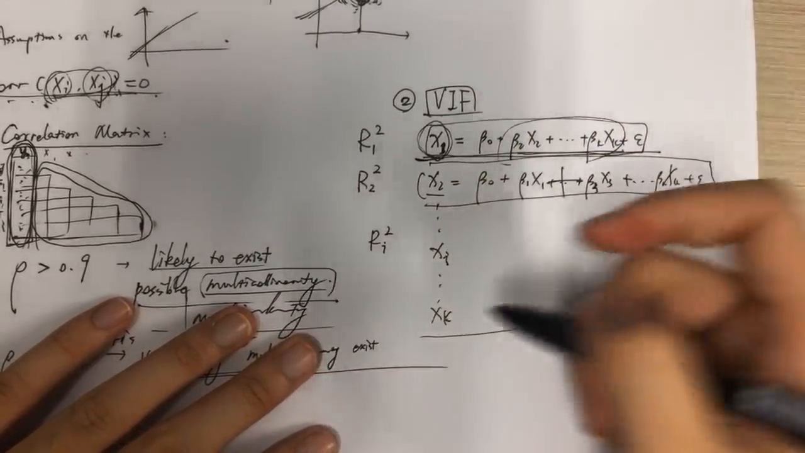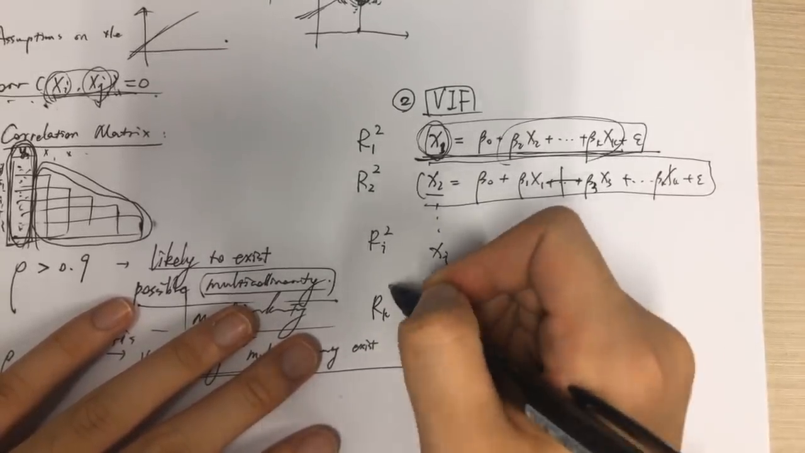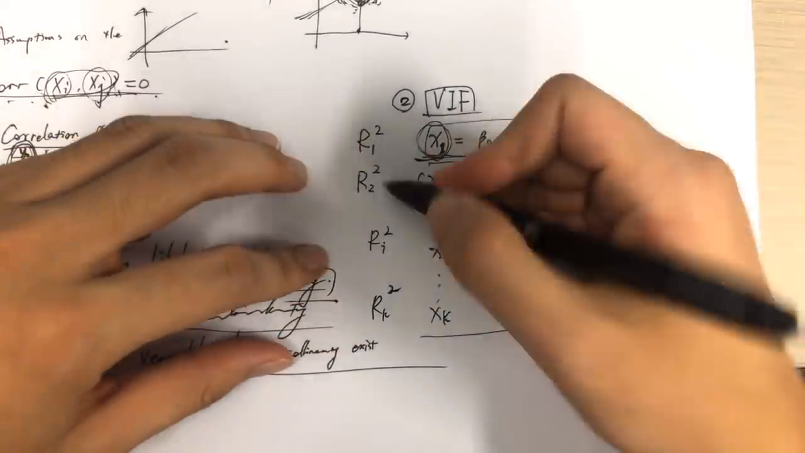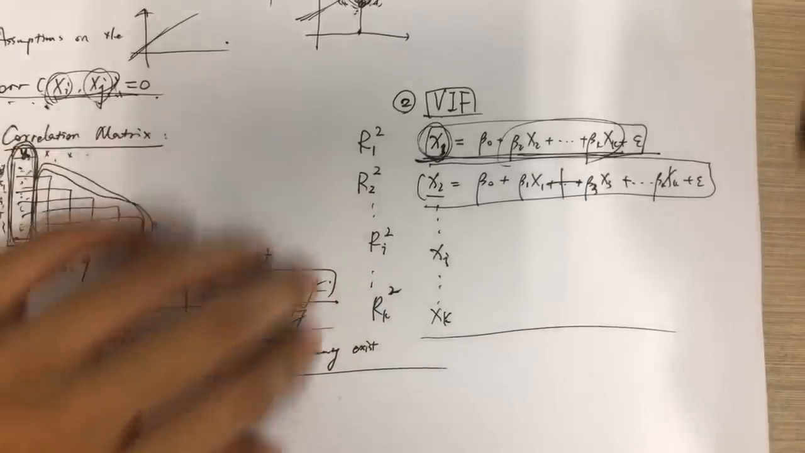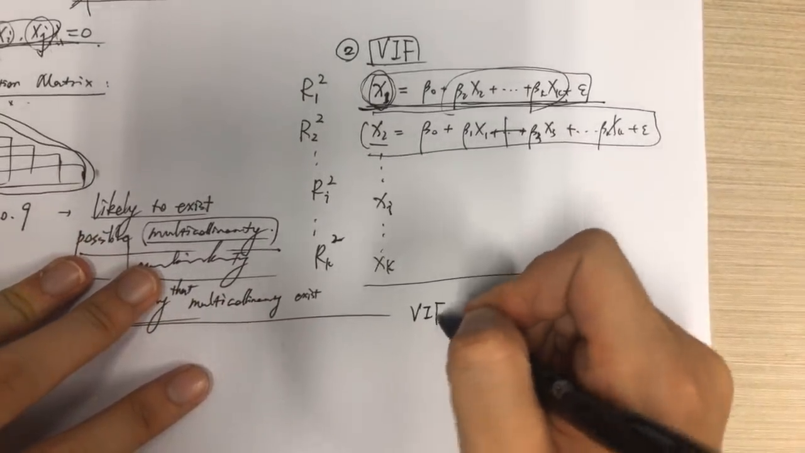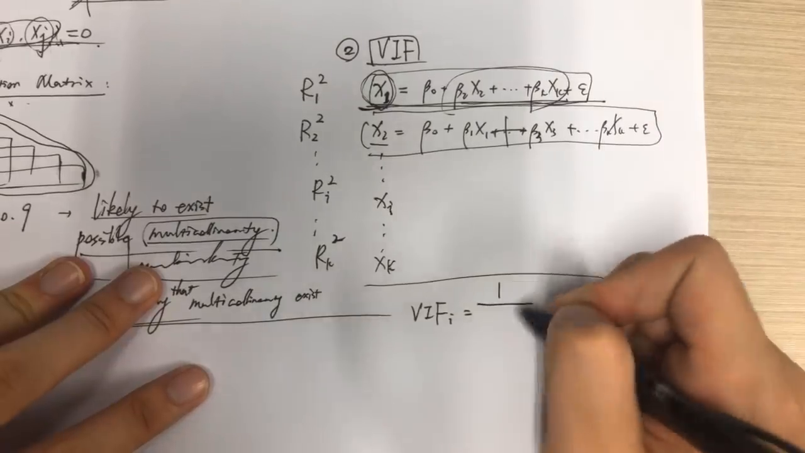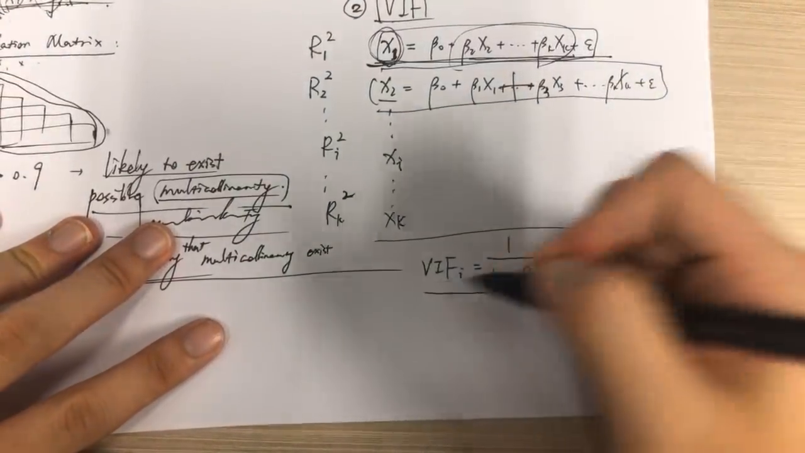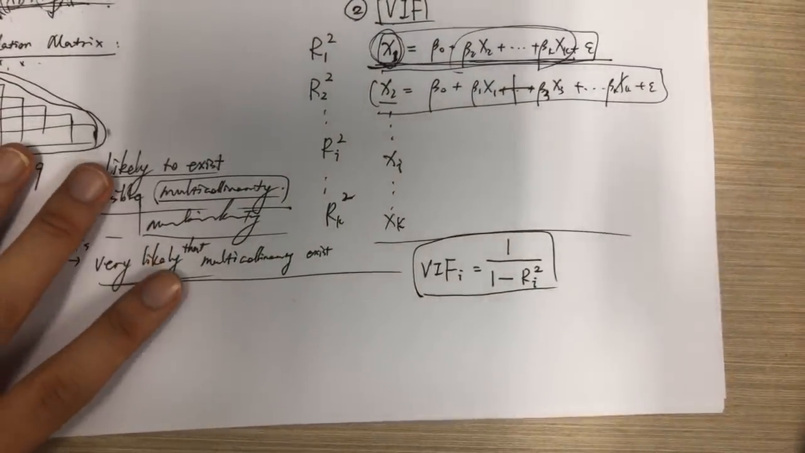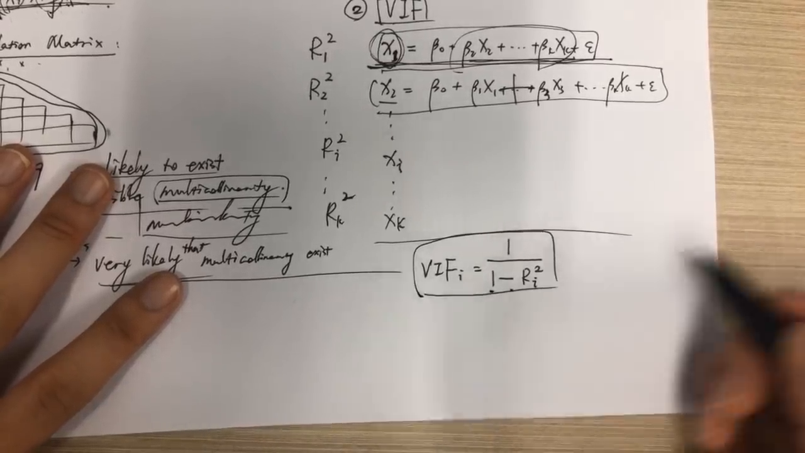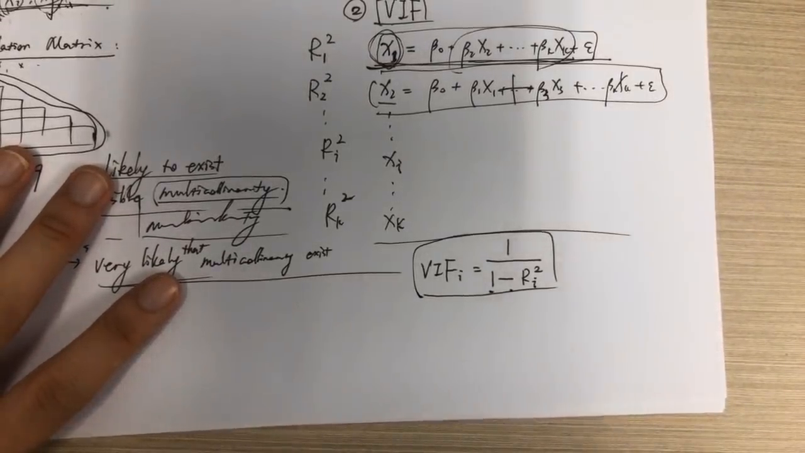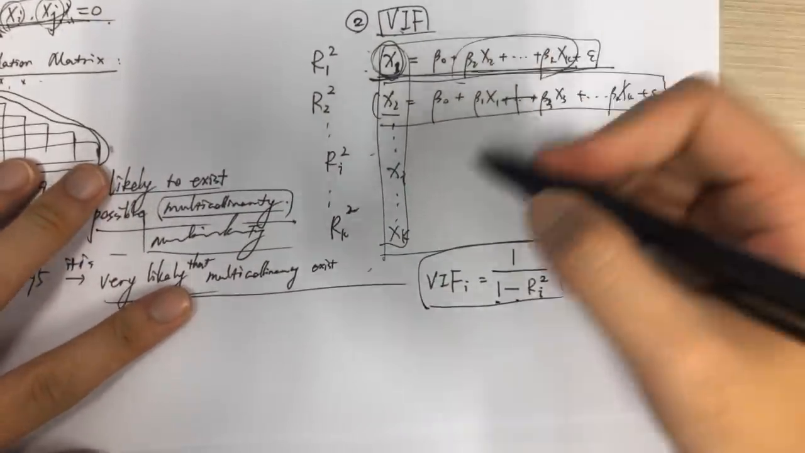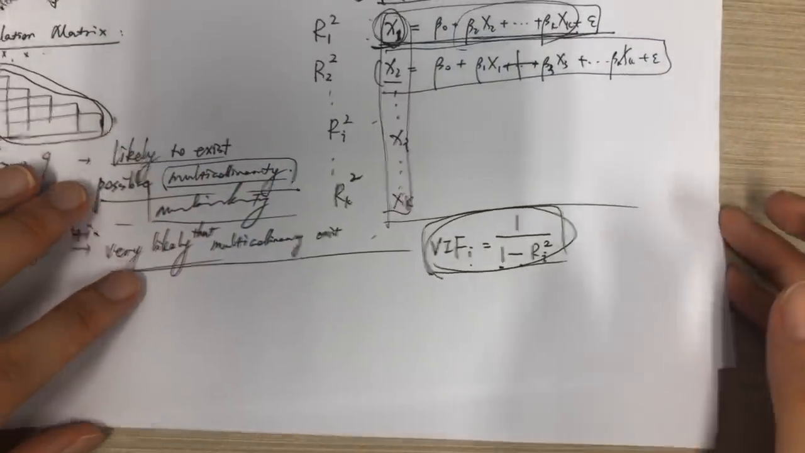And what is it called for k? Yes, the Rk square. So R1 square, R2 square, Ri square, Rk square. So you got k different R squares. And VIFi is defined to be 1 divided by 1 minus Ri square. Okay, so this is VIF. So in each model, if there are k independent variables, we can calculate k different VIFs, right?